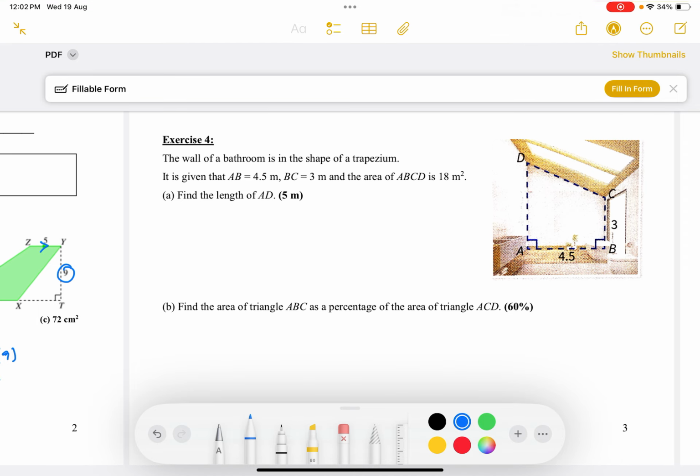Exercise 4 now. The wall of the bathroom. Okay, so we try and apply it to some real world context. And they tell us the area is 18. We want to find the length of AD. So this over here. Definitely related to area of a trapezium. Half times the sum of the parallel sides, AD, we do not know what it is, plus 3 units, multiplied by 4.5. And this is supposed to give us 18. We want to find AD.